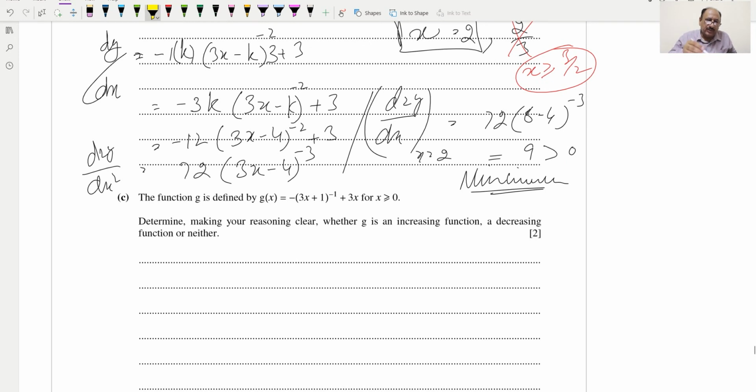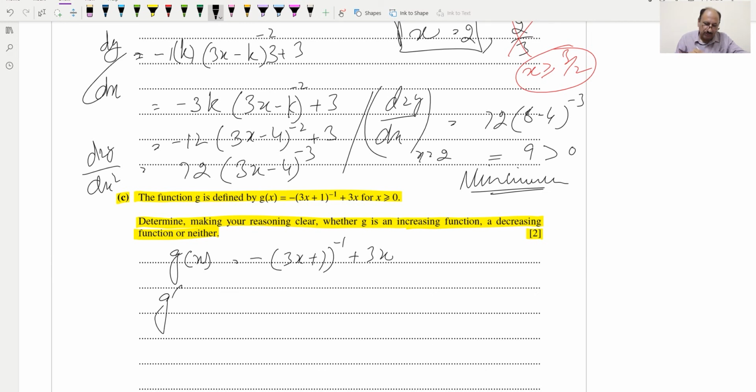Now C part, and the C part says the function g is defined by g of x is equal to minus 3x plus 1 whole raised to minus 1 plus 3x, x is greater than 0. Determine, making your reasoning clear, whether g is an increasing function or decreasing function or neither. So it is a 2-mark question. So g of x is equal to minus 3x plus 1 raised to the power minus 1 plus 3x.